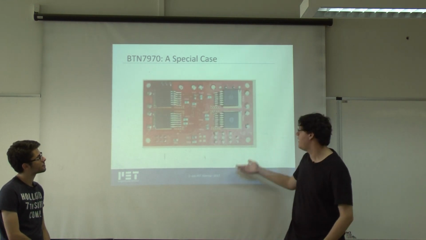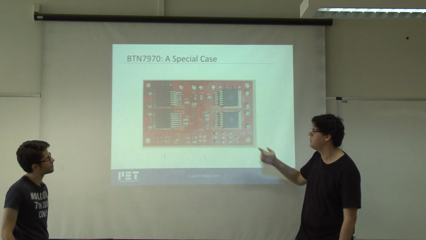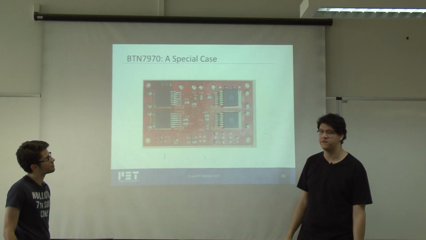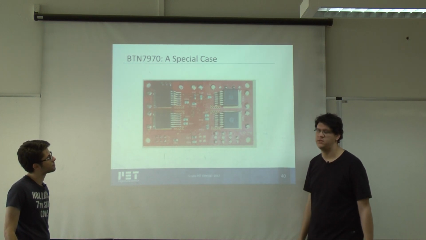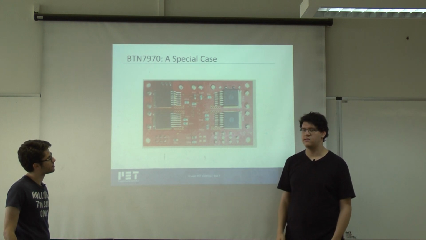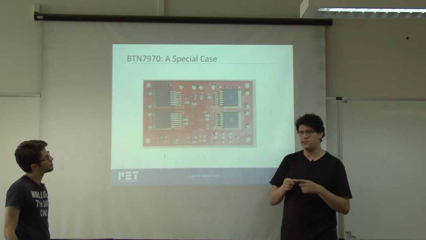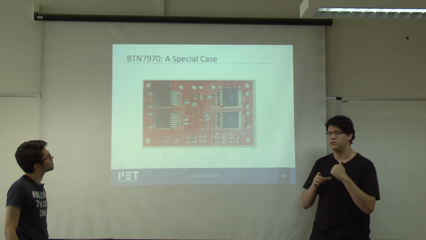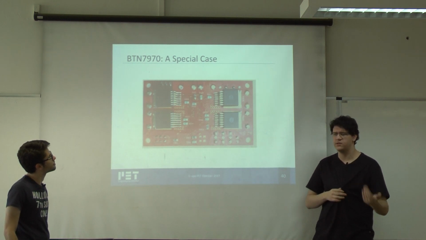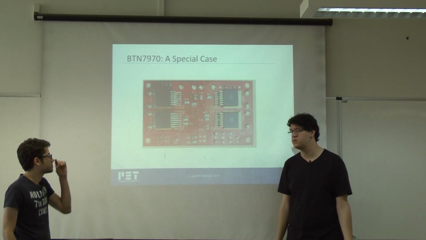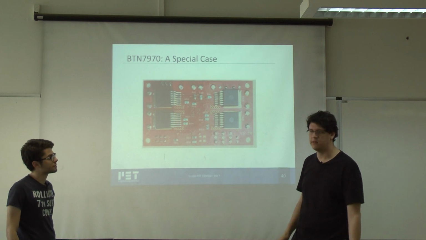This is a layout done with it. This is a board that can hold up to 40 amps of current, the limit of the BTN7970. And it's like 70 millimeters on one side and 40 millimeters on the other side. So it's really small compared to the current it can hold up.